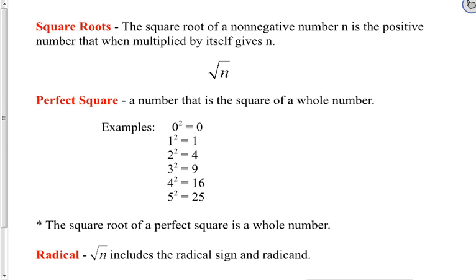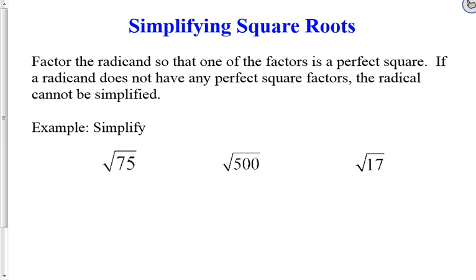All right, so we've dealt with some of the basics here. Now we're ready to actually look into some of these skills. So the first thing we're going to talk about is simplifying square roots. It says factor the radicand so that one of the factors is a perfect square. If a radicand does not have any perfect square factors, the radical cannot be simplified.